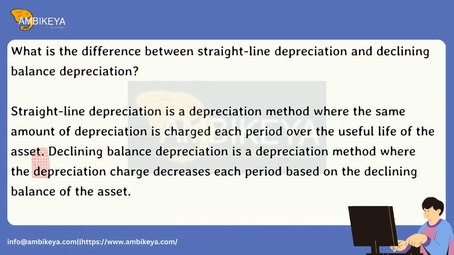What is the difference between straight-line depreciation and declining balance depreciation? Straight-line depreciation is a depreciation method where the same amount of depreciation is charged each period over the useful life of the asset. Declining balance depreciation is a depreciation method where the depreciation charge decreases each period based on the declining balance of the asset.